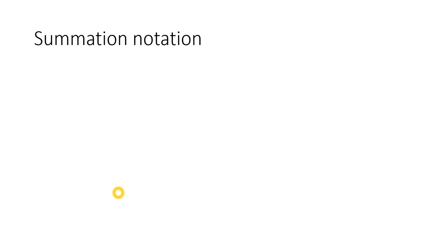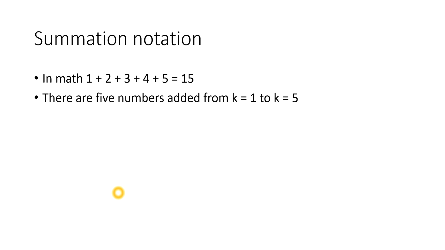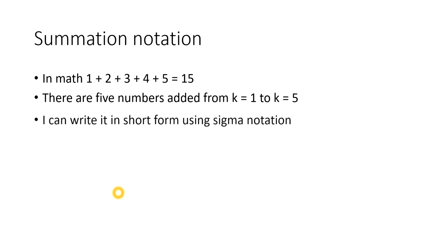The last one I want to mention is summation notation. You will see this mathematical concept a lot in digital signal processing. So in mathematics, if you want to add those 5 numbers, 1 plus 2 plus 3 plus 4 plus 5, you will get 15. We can count this one because the list has a beginning, which is 1, and an ending, which is 5. So there are 5 numbers. We can denote them as k. So k will start from 1 to 5. If you add, you will get 15.